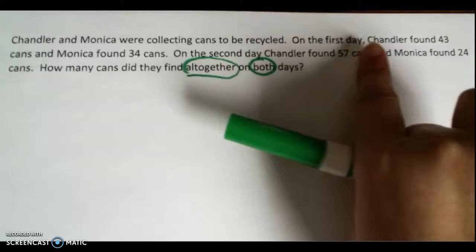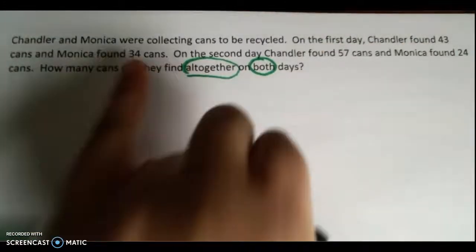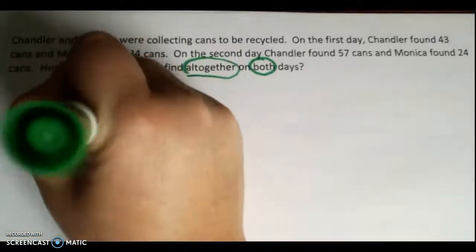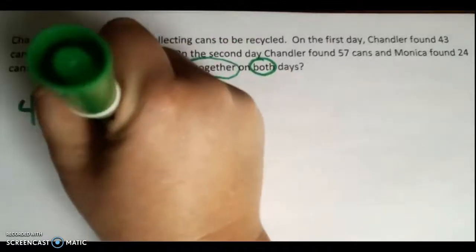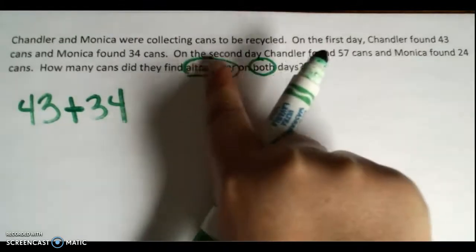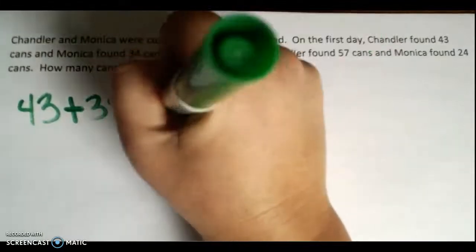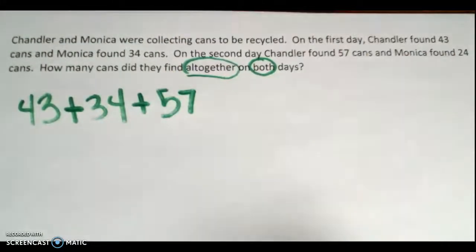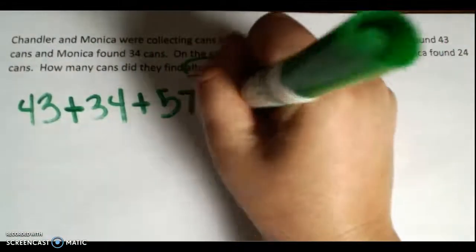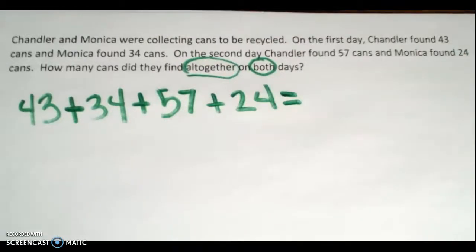On the first day, Chandler found 43 cans and Monica found 34. So I would write 43 plus 34. Now remember, we're looking at both days. On the second day, Chandler found 57 cans, so I'm going to continue adding 57, and Monica found 24 cans. So now I have my equation.